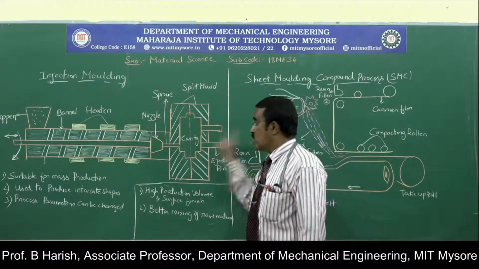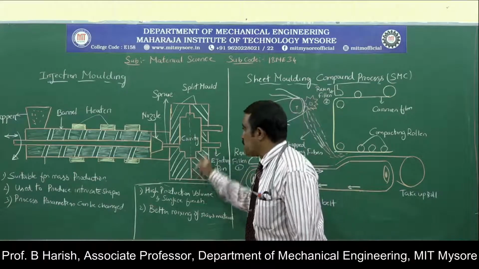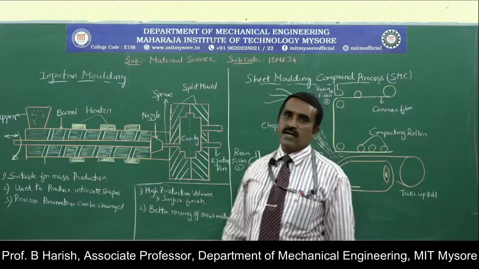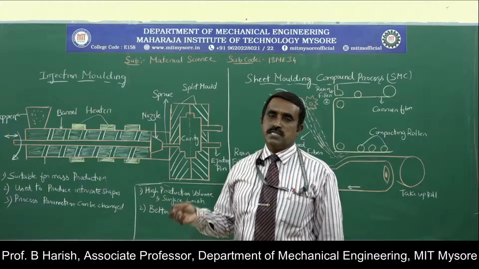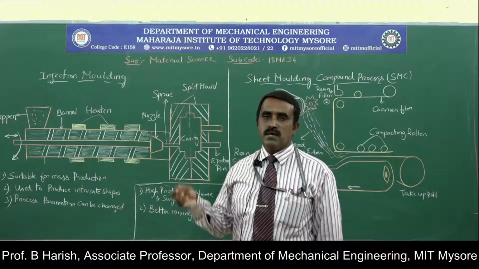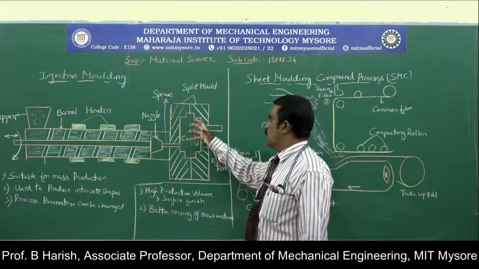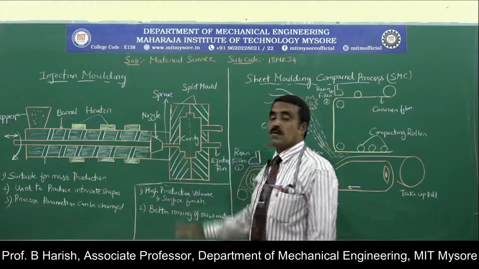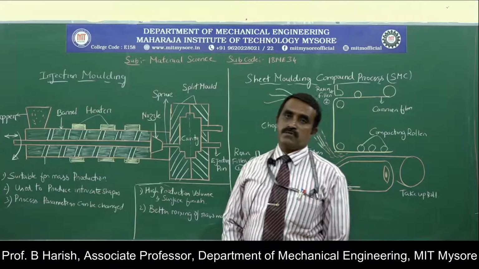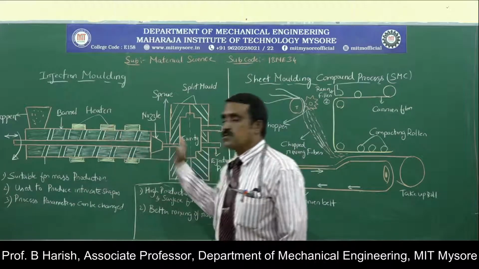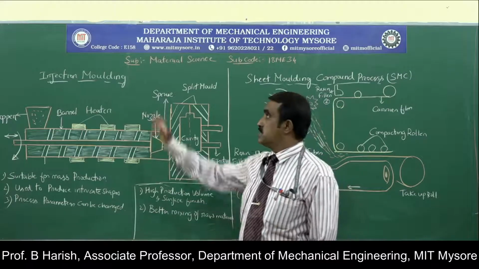One more thing that has to be taken into consideration is the shape of the cavity. The shape of the cavity will be similar to the shape of the composite material that has to be produced. So the mold will be similar to the shape of the composite material that has to be produced. Now this is how composite material is manufactured by injection molding.